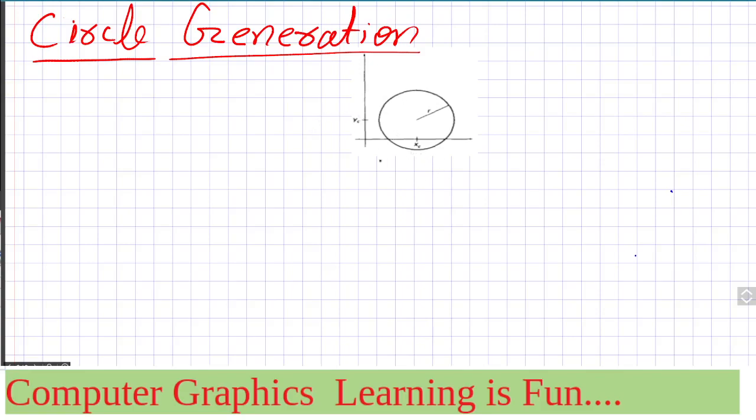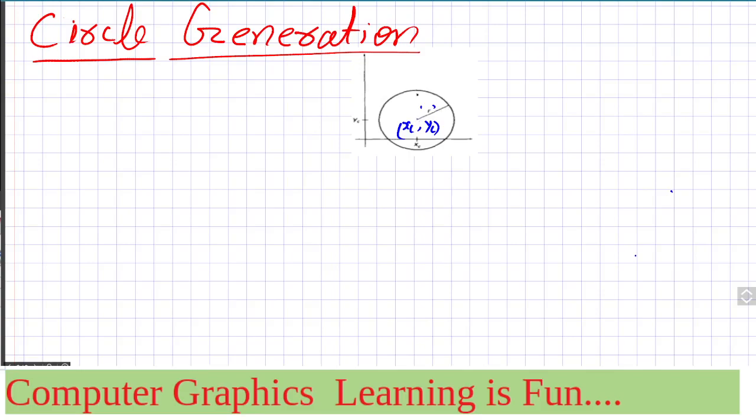What is a circle? Actually you can define a circle as a set of points which are on the circumference. These points are equidistant from the center. Okay, suppose the center is xc, yc. All the points on the circumference are equidistant. The equal distance is r, the radius. Equally they are distant from the center.